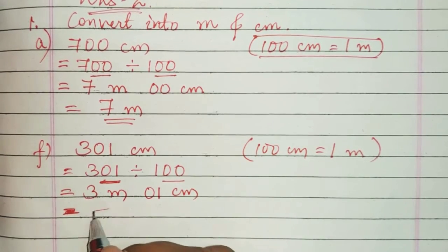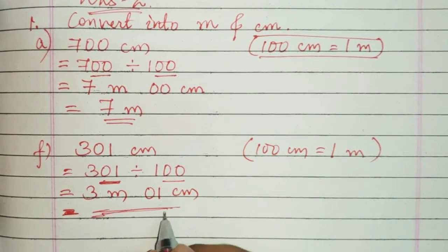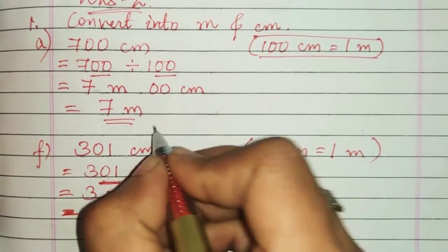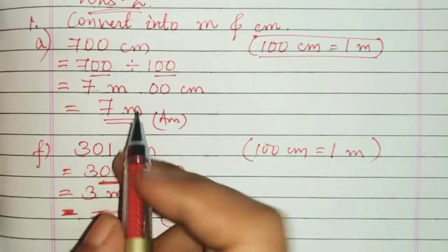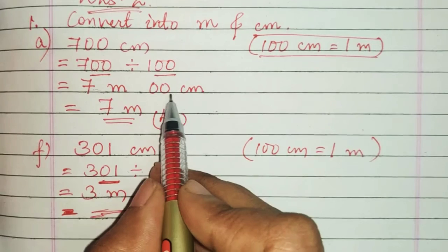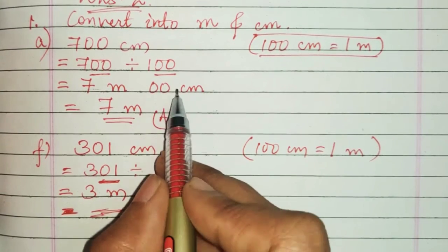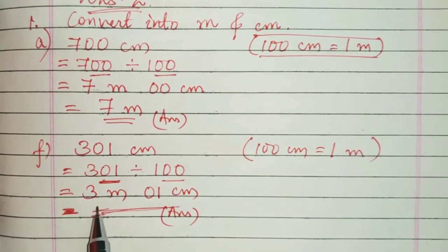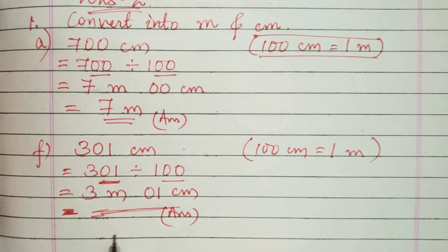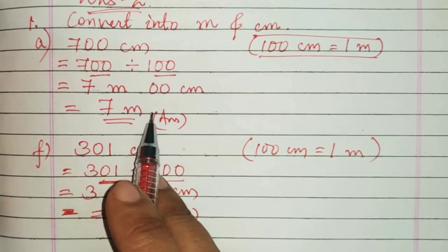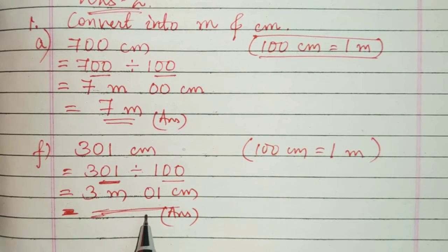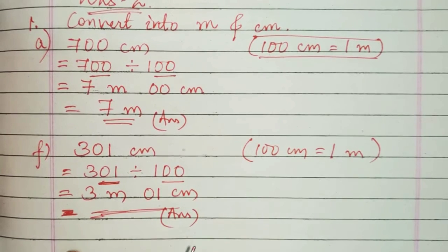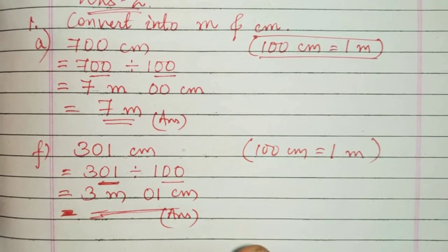Your answer is ready here. This is our answer. Now here I have done one more step, because this is 0 centimeter, nothing, so that is written as 7 meter, but here 3 meter and 1 centimeter. Don't write it as 3 meter again, like 7 meter. Children do this mistake, they omit this and write it 3 meter. That is completely wrong.